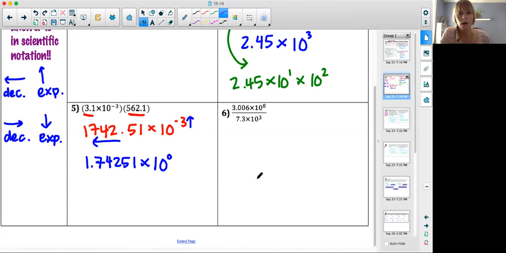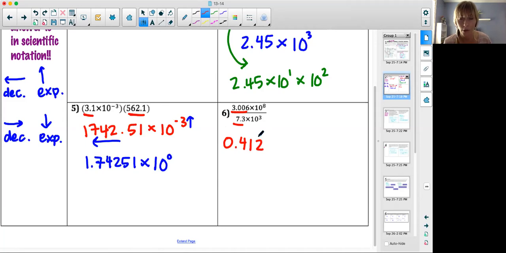Okay. All right, number 6, division problem. Actually, I'm going to let you guys divide the coefficients. Type it in your calculator. Go ahead, divide those coefficients. 3.006 divided by 7.3. Did you see this big long decimal? Watch what I'm going to do. I'm going to round it. It doesn't tell me what I'm supposed to round it to, so I'm just going to decide on 3 decimal places. 0.412.